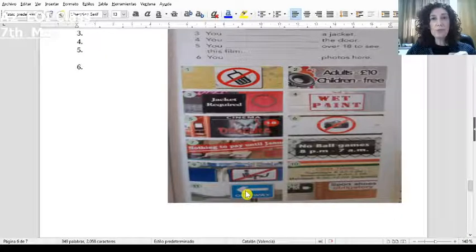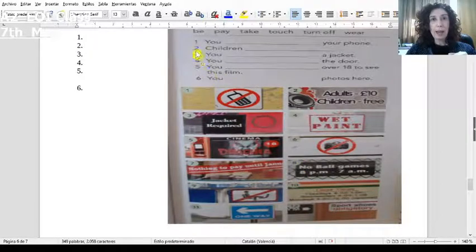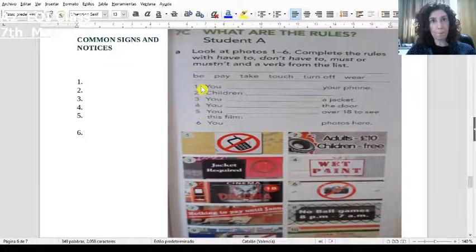Then you have to look at these notices and signs, and you have to fill in these 6 sentences. Teniu que omplir aquestes 6 oracions using have to, obligation, external obligation, perquè algú l'ha ficat aquest cartell. Don't have to, there is no need, no obligation. Must, un deber más moral. Or mustn't, prohibition, and one of these verbs. Be, pay, take, touch, turn off, wear.